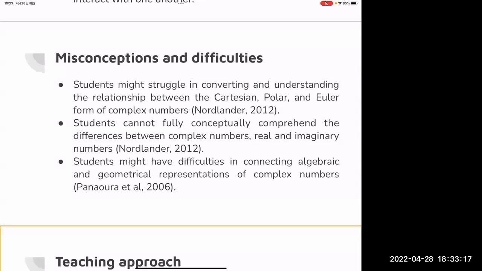Students might have difficulties in connecting algebraic and geometrical representation of complex numbers as well. They might struggle to connect the symbolic and geometrical representation. This is because students were actually not introduced to the graphical or geometrical representation early in their study of complex numbers, and they were only introduced to it when they had to change the Cartesian form to the polar form.